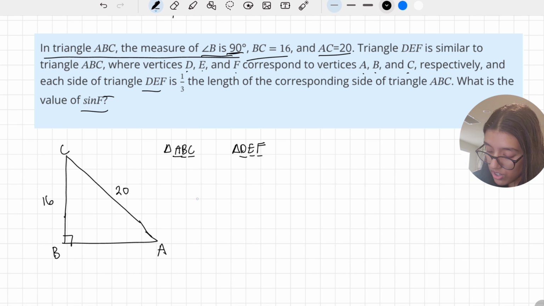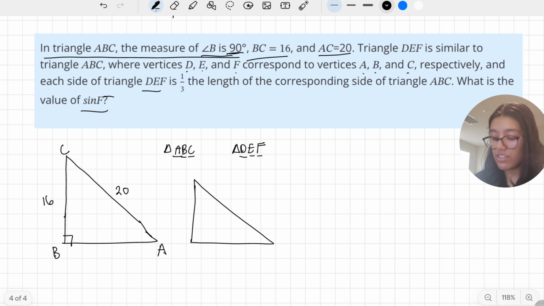Now, let us draw that. So we have another triangle over here, just a different size. So we have A corresponds to D, so D will be here. E corresponds to B, E will be here. And F corresponds to C, so F will be here. And once again, this is a 90-degree angle because E corresponds to angle B. Now that we have ABC and DEF, let's move on to the next line, respectively.